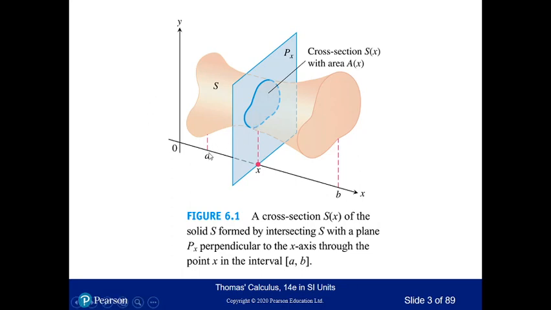Our solid is defined on the interval a to b, for x in a to b, by the way. And our plane is called P of x because we build our plane at x.